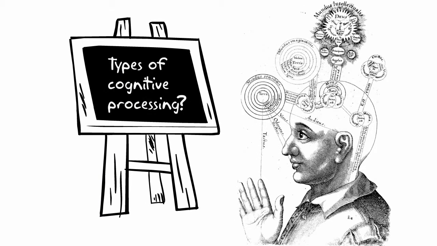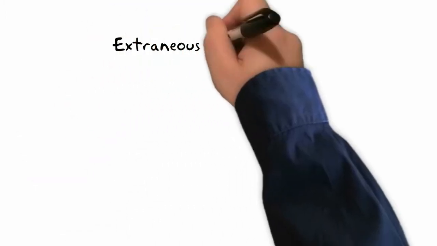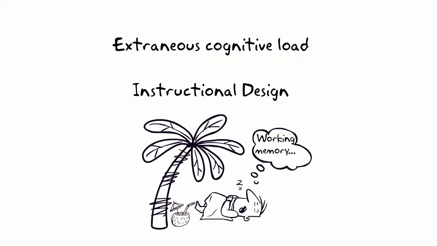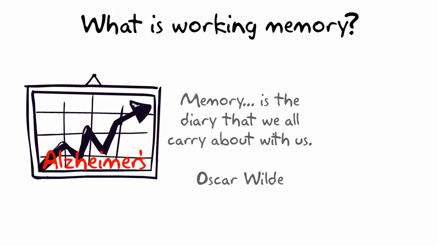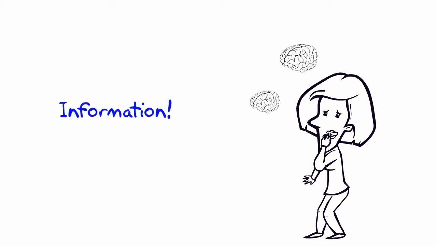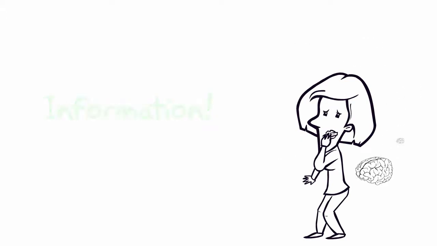So what are the different types of cognitive processing? Extraneous cognitive load refers to instructional design and the manner materials are presented. Irrelevant pictures, text, or animations that have no educational value fall under this category. Students' mental processing abilities are stretched beyond their abilities.